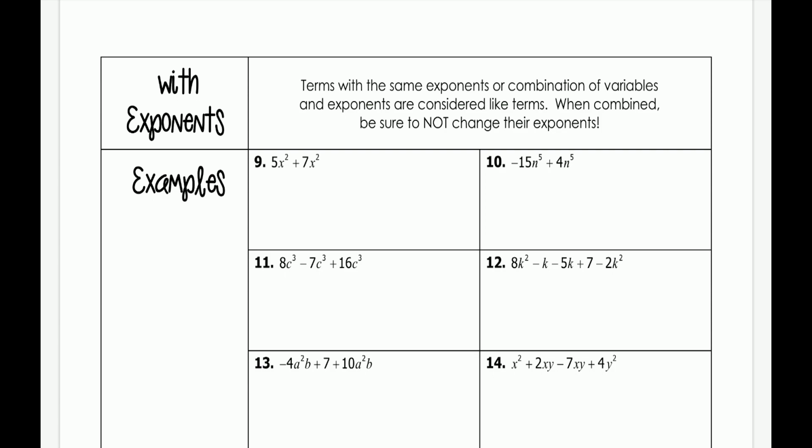What is 5 plus 7? Well, that gives us 12. And our variable was x and it was squared. And this is the simplified version of number 9, and it's your final answer. Number 10 is yours to do by yourself.